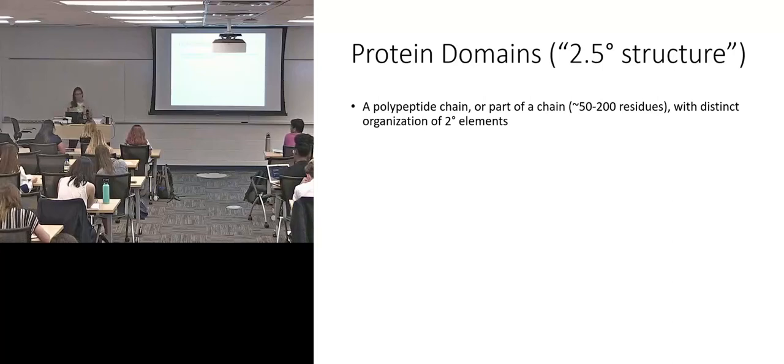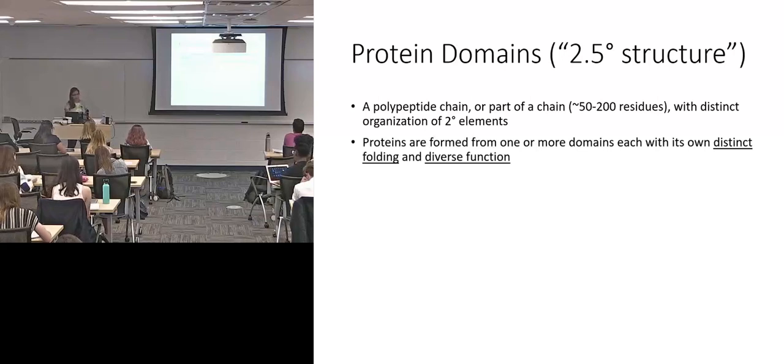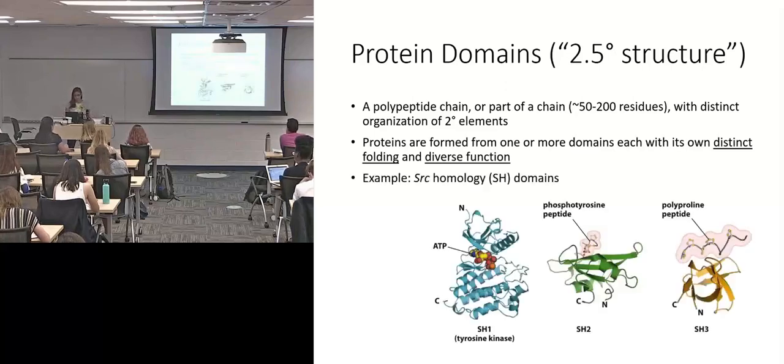But so this is, a domain has a distinct organization of secondary elements. And we only talked about two, alpha helix and beta sheet. Okay? So proteins are often formed from one or more domains, each with its own distinct folding and diverse function. So the domains generally are a common pattern, a pattern that we've identified in a lot of proteins as we're analyzing them. And they have a particular combination of these secondary elements, and then they also generally have a specific function associated with them. Okay?